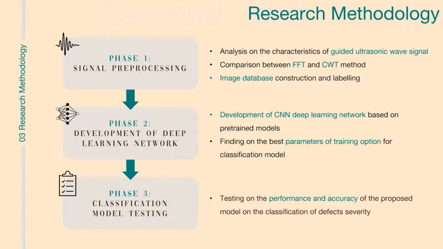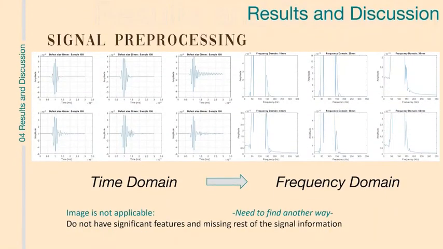In Phase 2, the development of the CNN network is done based on the pre-trained models available in MATLAB, and the best parameters of the training options are determined through the training progress. In Phase 3, the testing dataset is tested with the classification model to determine the model's performance and accuracy. Now, I will present the results obtained throughout the semester.